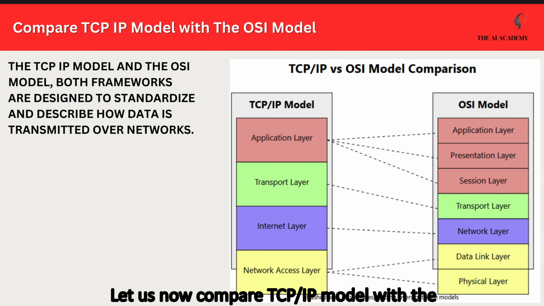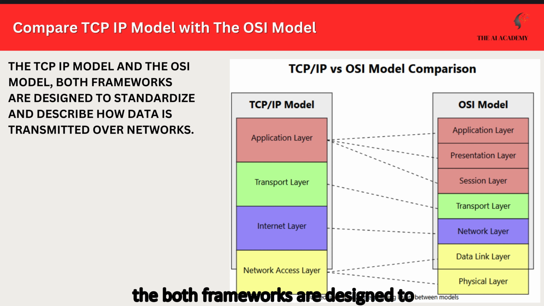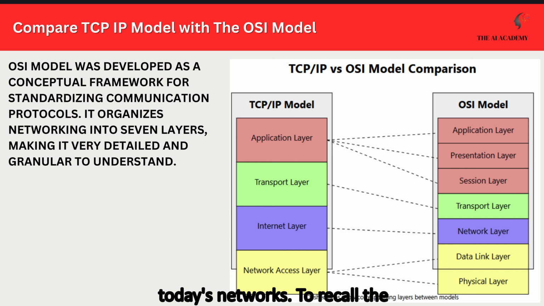Let us now compare the TCP/IP model with the OSI model. Both frameworks are designed to standardize and describe how data is transmitted over networks. However, they serve slightly different purposes and are structured differently. Let's explore the key differences and why TCP/IP is the more practical model in today's networks.